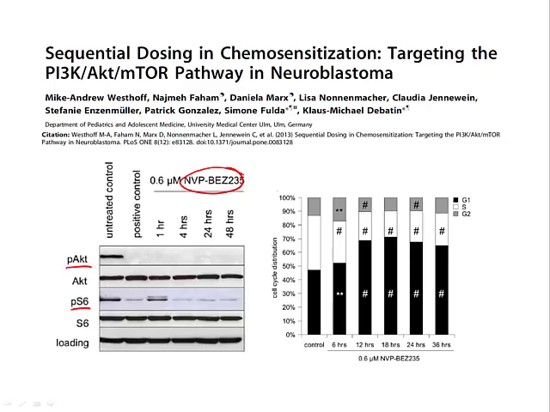And we could find that basically within 1 hour, or if you look at S6, within 4 hours, we got an inhibition of phosphorylation. That means the inhibitor on our neuroblastoma cells worked within a few hours.